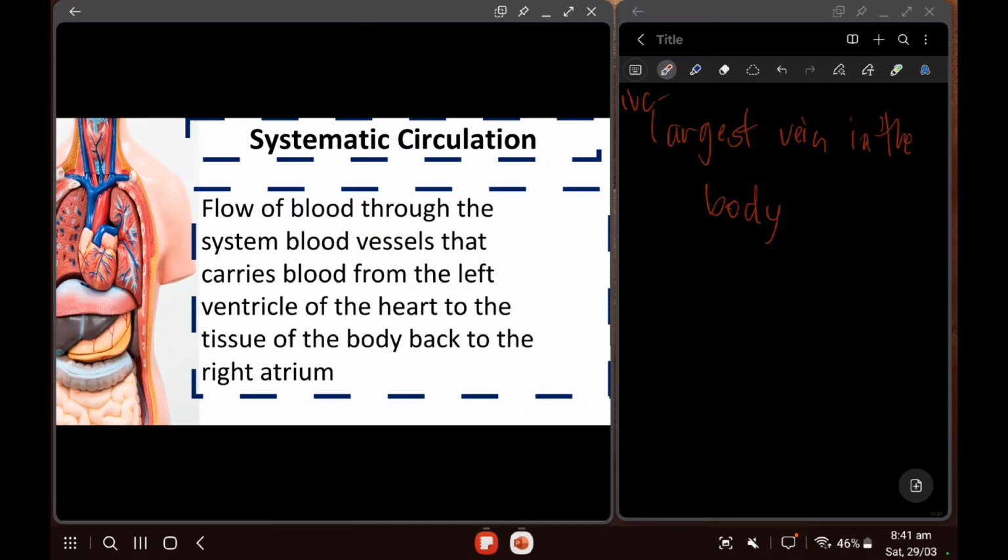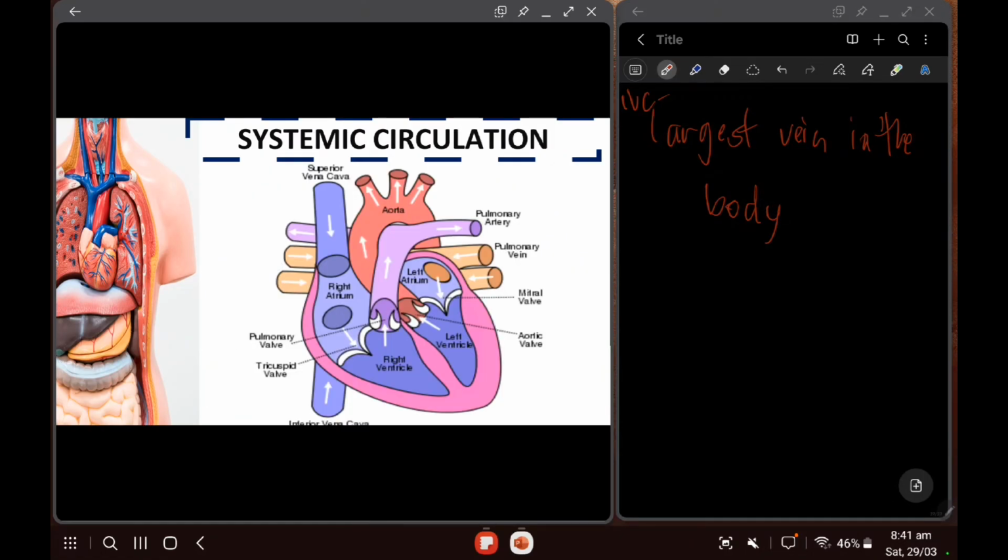Systemic circulation is the flow of blood through the blood vessels that carry blood from the left ventricle of the heart to the tissues of the body, and back to the right atrium. So, the oxygenated blood leaves the left atrium through the mitral valve. The mitral valve is also known as the bicuspid valve.